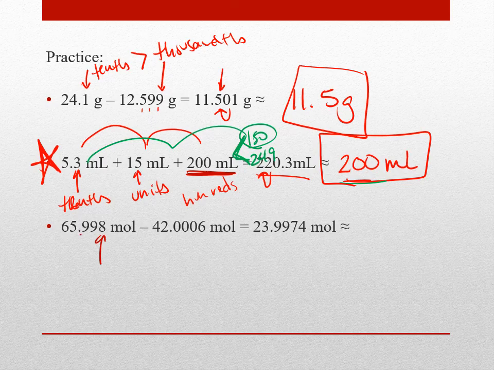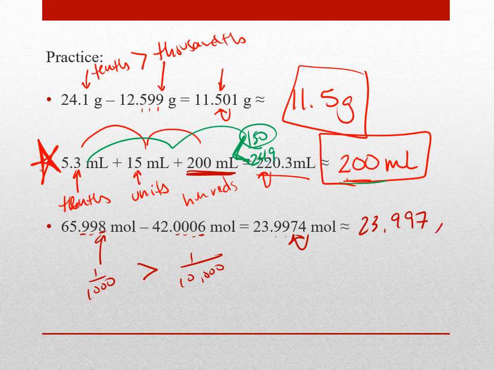All right, one more. Last place value is in the ten-thousandths place. What's bigger? Well, thousandths is bigger than ten-thousandths, and so we're going to round to the thousandths place. Tenths, hundredths, thousandths. That 4 is going to leave that 7 right where it is. So our final answer is going to be 23.997 mol for moles when we do our sig fig check.